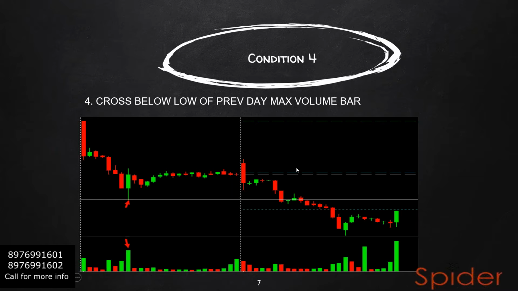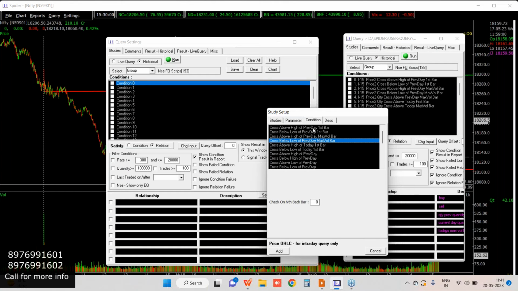So what we can do is, now we have understood these 4 conditions basically. Cross above high of previous day first bar, cross below low of previous day first bar, cross above high of previous day maximum volume bar, and cross below low of previous day maximum volume bar. Sorry.